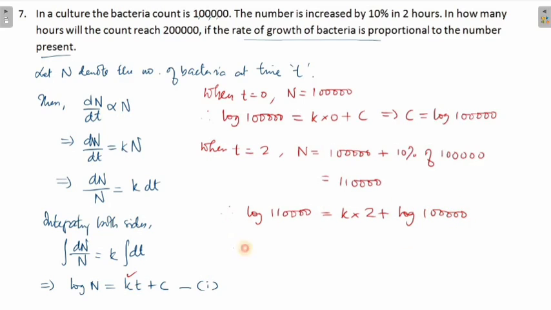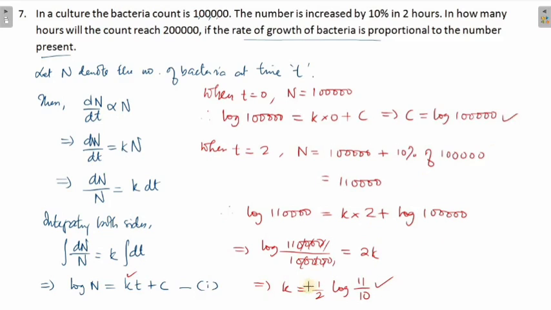So bring it out here. When you bring it out here, you get log a minus log b, so you get log a by b, this much by this much, is equal to 2 into k. So from here, all this will get cancelled, so you get k equal to half log 11 by 10. So this is the value of k. So we got the value of k and we got the value of c also.